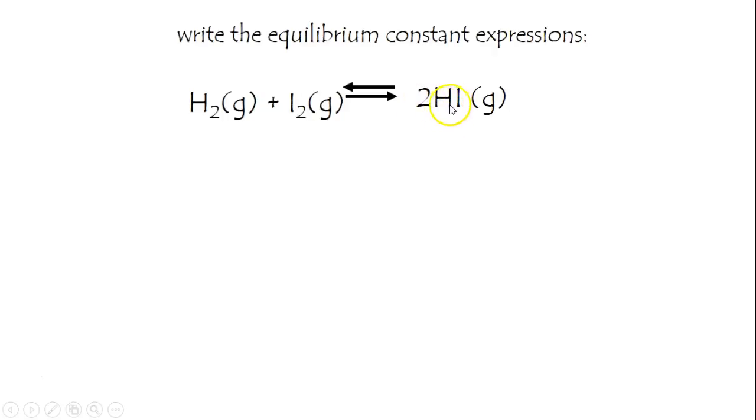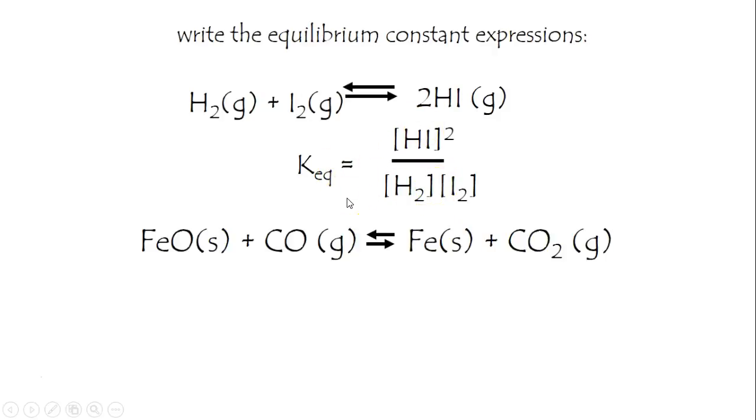And it'll be the concentrations of the products multiplied together divided by the reactants. Therefore, the equilibrium constant is equal to the concentration of hydriodic acid squared divided by the concentrations in moles per liter. That's what the square brackets mean, of hydrogen times iodine. If you know those concentrations, you got yourself an equilibrium constant.